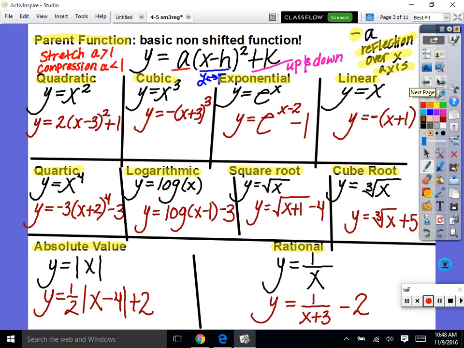So just look up here. It looks like a lot, but I'm just showing you all functions have a parent function, and then you can write shifts from the parent function. So we know how shifting works the same for all functions. So just look up here. The parent function for a quadratic is y is equal to x squared. You see how there's no shift? So looking at this, now it's shifted from the parent function. So we would say right 3, up 1, stretch of 2.